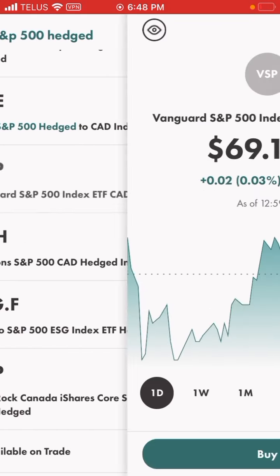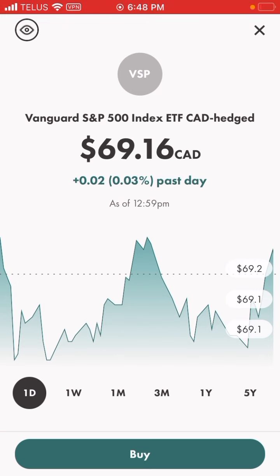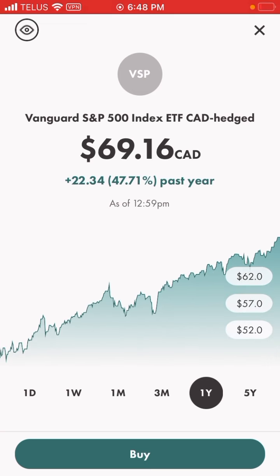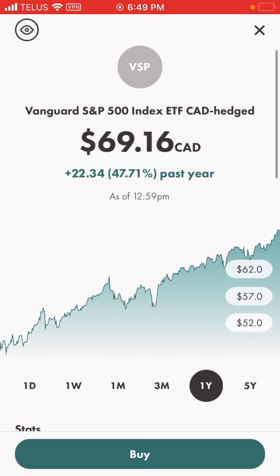And in this example, I'm going to choose VSP. In the past year, it has gone up by 47.71%. If you compare to the actual S&P 500, it is still off by like 1.5%. But I think we'll take that here. And so I'm going to put $500 in this ETF.